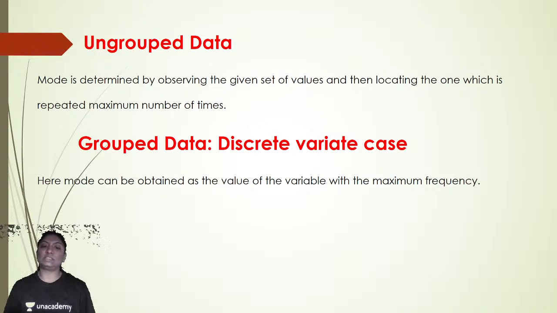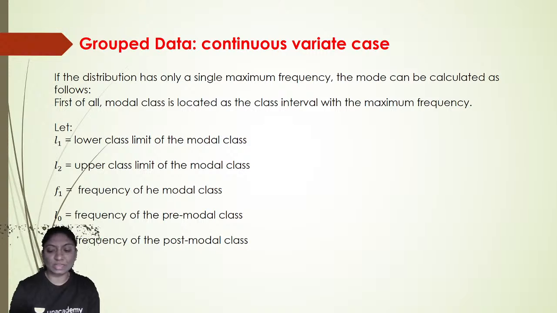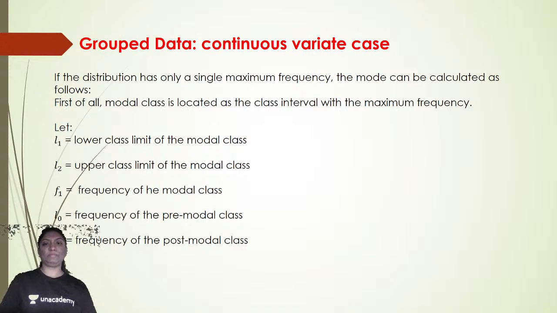So here mode can be obtained as the value of the variate with the maximum frequency. Okay. Now for grouped data, just like we had the formula for the median, exactly in a similar way we will see here. If the distribution has only a single maximum frequency, the mode can be calculated as follows. First of all, the modal class is located as the class interval with the maximum frequency. Let L1 be equal to the lower class limit of the modal class, and L2 equal to the upper class limit of the modal class.